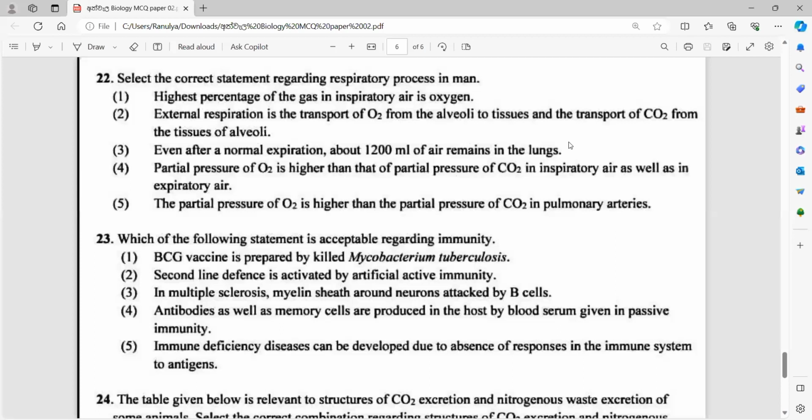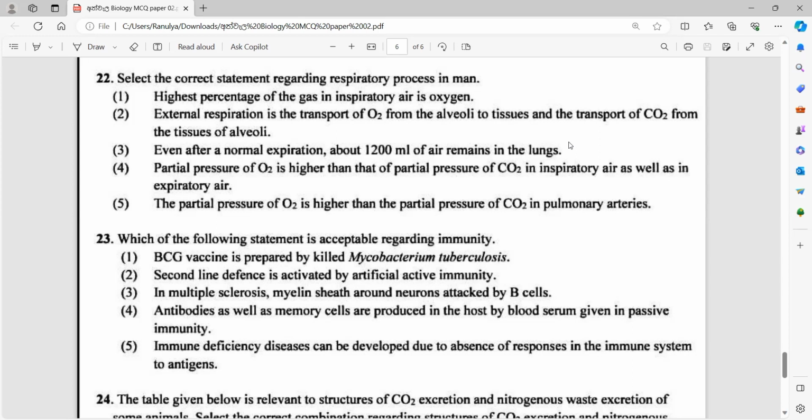Even after a normal expiration, about 1,200 milliliters of air remains in the lung. For that you need to remember lung volumes and capacities. Tidal volume is the volume of air inhaled and exhaled with each breath during normal breathing. On average it is 500, right? Even after a normal expiration, above 1,200 remains, isn't it? That is wrong. Right?